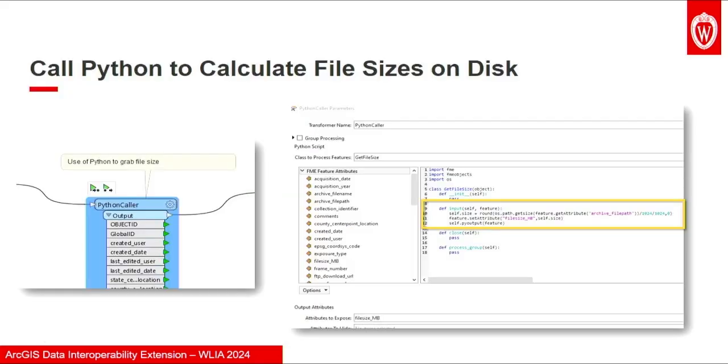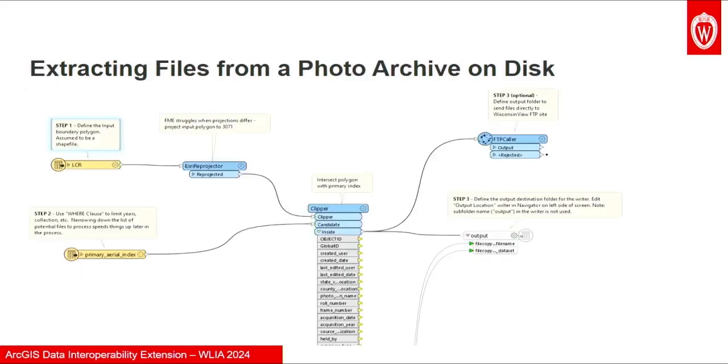Python. This was a thing I didn't realize there was. You can actually have a Python caller, which is kind of cool. It doesn't matter what the code actually says, but I have a need to go out and calculate the size of a file on disk, pull that in, and put it into the attribute table. So you can call Python scripts. I think that's kind of cool, kind of useful, depending on what you've got going on.